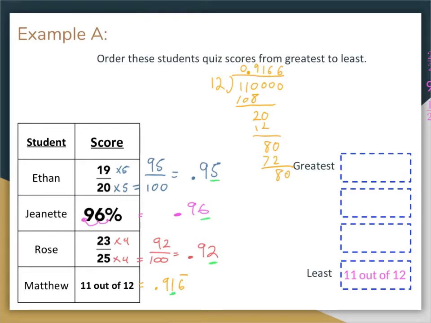And again, even though I turned it to a decimal, I'm going to be writing it in the original form, the form that I was given. I wasn't given 0.916 repeating. I was given 11 out of 12. So when I have to write my answer, I have to write it in the original form. So 11 out of 12.